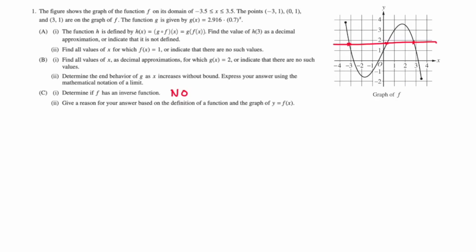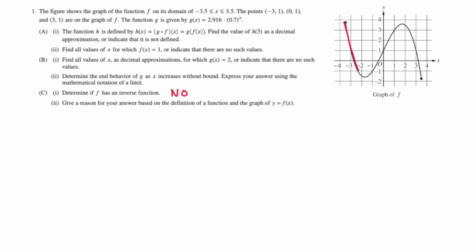But the second part of this says give a reason for your answer based on the definition of a function and the graph of y equals f of x. So if you're not sure how to answer it based on the definition of the function, the least you can do is mention something about the horizontal line test and how f fails that. But let's try to write something about the definition of a function. And the idea here with functions is that if you give me an input, there should only be one output. But remember, with inverses, x and y switch, or inputs and outputs switch. So it's kind of like saying if you give me an output, I should only be able to give you one input of the original function.